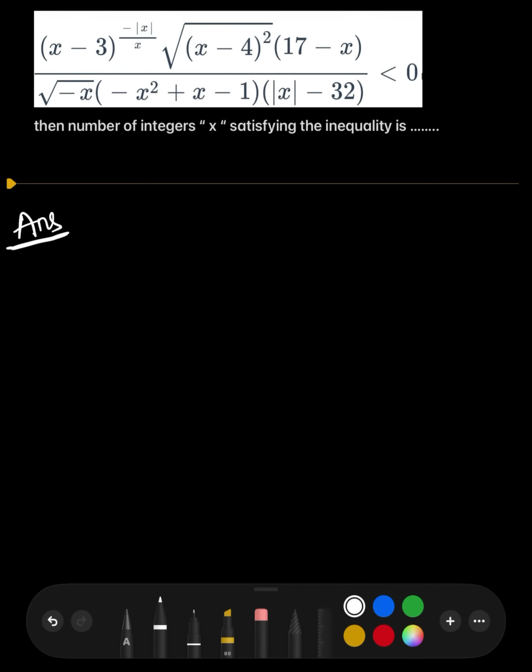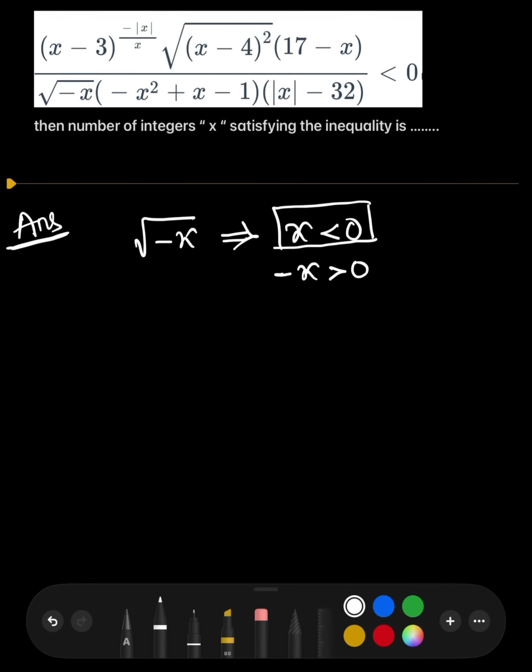Now, mainly we have to focus on root over minus x. In this complete inequality, the most important thing is root over minus x. This root exists only when x is less than 0, because if x is less than 0, minus x will be greater than 0, and then only the root will exist. So it is very clear that in this problem x is always less than 0. Now let's move on step by step.